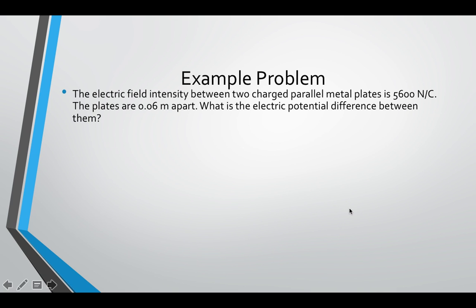If you have two parallel charged plates, and the field intensity between them is 5,600 newtons per coulomb, and those plates are 0.06 of a meter apart, what is the electric potential difference between them? Now, the formula you're going to want to use is this one: V equals E times D, where V is the voltage, or the electric potential difference, E is the strength of the electric field, and D is the distance between the plates.